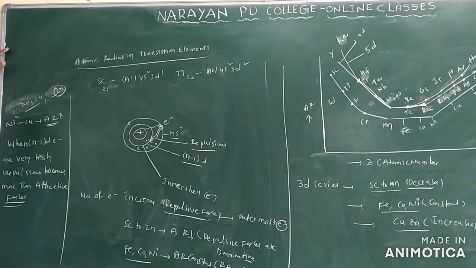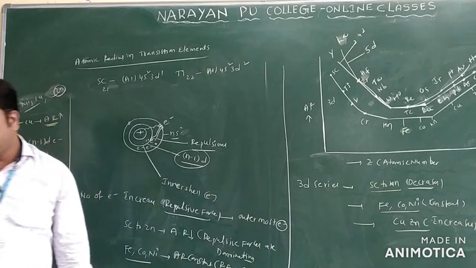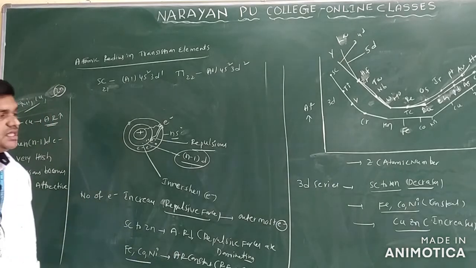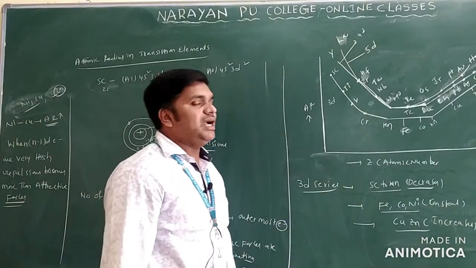So particularly what can you say? Particularly because of which one? Shielding of which one here? N minus 1 d orbital only. So this is the atomic radius in the case of which one? 3D series only. From scandium to manganese it decreases.